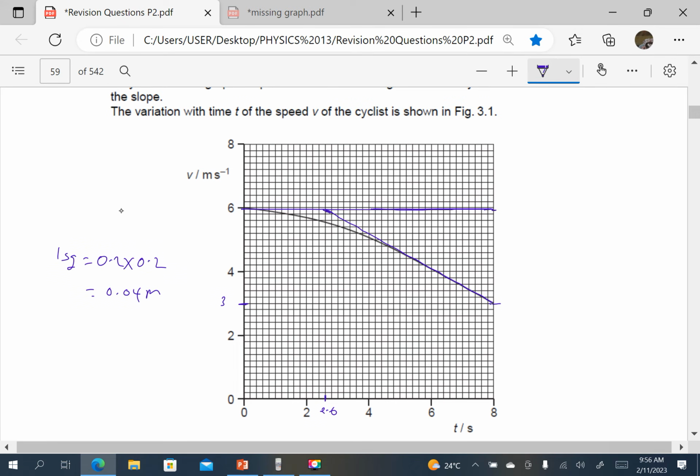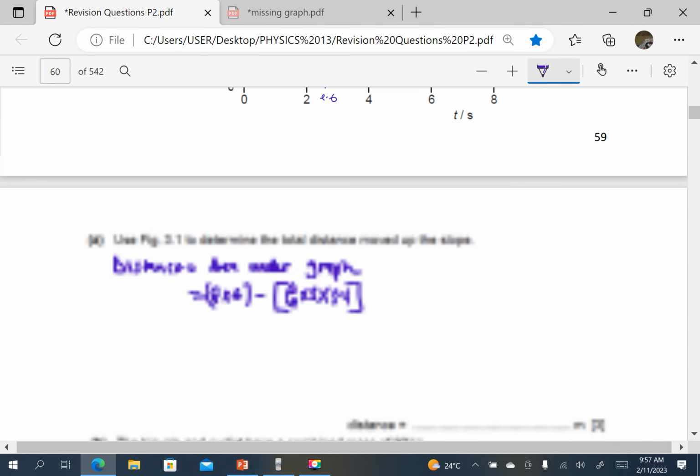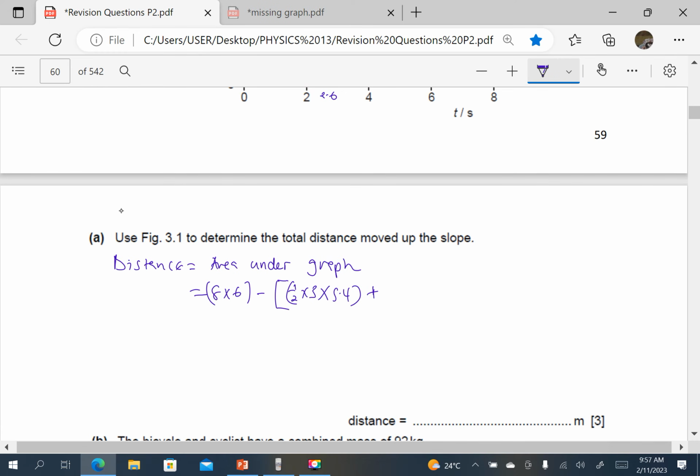So let's see how many small squares are not part of the triangle. The full squares, we have 1, 2, 3, 4. Okay, let me start from here. 1, 2, 3, 4, 5, 6, 7, 8, 9. I've counted approximately 9 small squares. So for the full squares, I will say plus the area of the full squares, which will be 9 times 0.04.